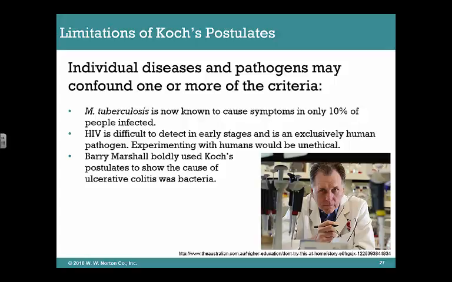And so he boldly stepped up, and he and some of his lab co-workers decided to test the Koch's postulates on themselves, steps 3 and step 4. And they actually drank a pure culture of Helicobacter pylori, infected themselves, showed that they got the same symptoms as the ulcer patients, and then cured themselves with an antibiotic.